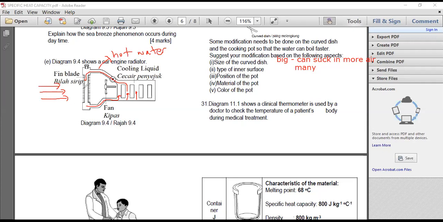Now the idea of the fin blade basically is to increase the area, because without the fin blade, the heat will be transferred at the surface of the radiator. But if you put a fin blade, it's like a metal piece here. So you increase the area for the heat to be transferred out. Now the heat can be transferred out to the fin here. The fin plate is just a metal, so you increase the area for the heat to be transferred out. That means the water can cool down faster.